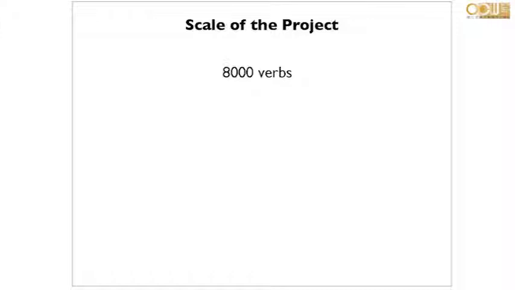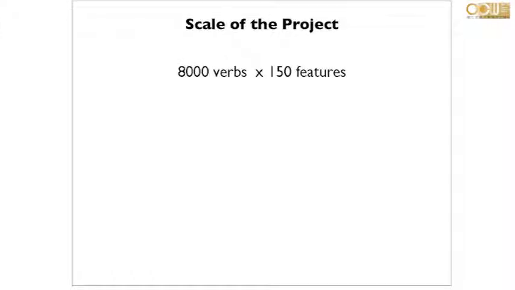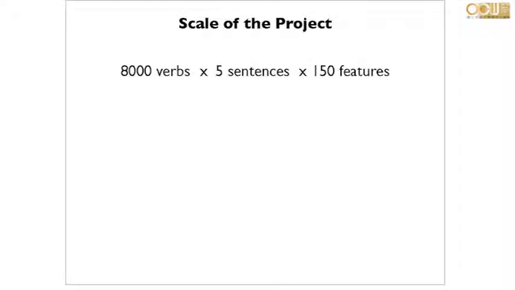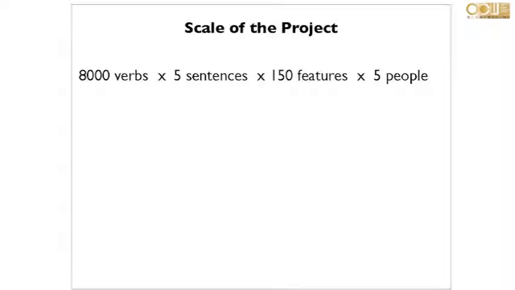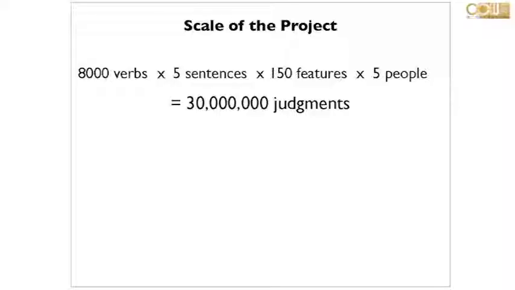This is a big project, and I want to give you a sense of the scale. So we're interested in about 8,000 English verbs. There are about 150 semantic features we would like to know about. Now, you might worry that any given verb, it's going to depend not just on the verb, but the other words in the sentence. So we're going to need to test multiple sentences per verb. I will explain to you in a little while why I think it's about 5 per verb. And it's possible people will make mistakes or disagree, and so you want not just one person to answer each question, but several, let's say 5. That's 30 million judgments. So that's a lot.